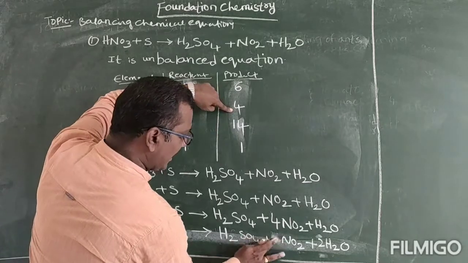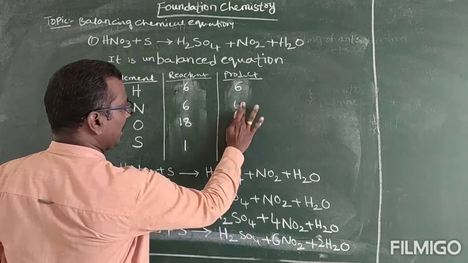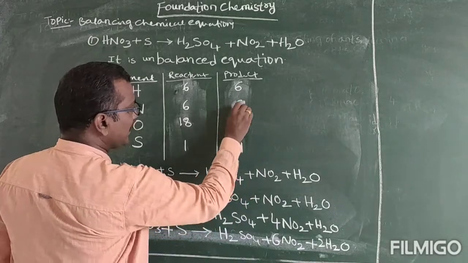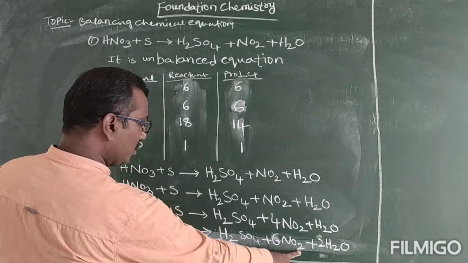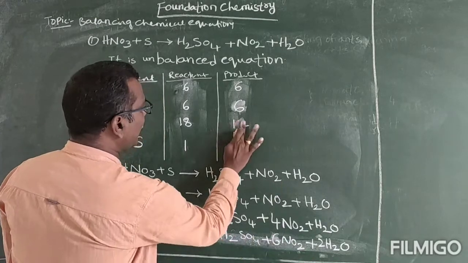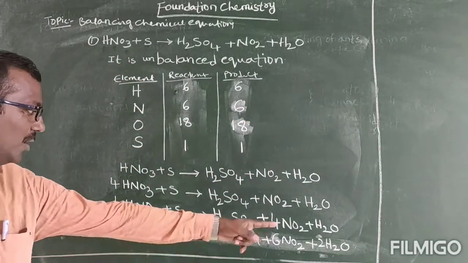Let us take here, we will make it as 6 sulfurs. So here also it will become 6. But here 6 2s are 12. 12 plus 4, 16 to 18. Now it is balanced. You can check it now.